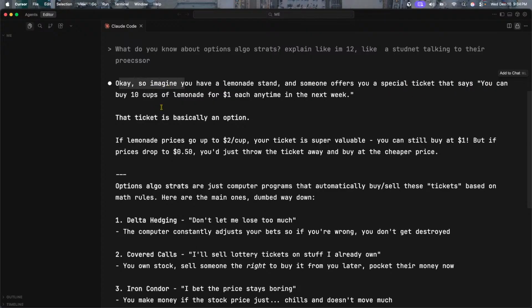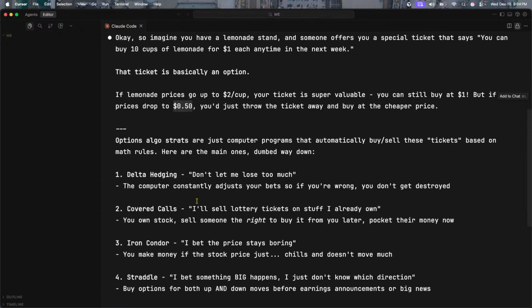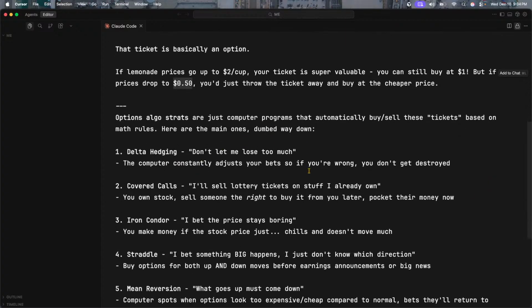hey, you can buy 10 cups of lemonade for $1 anytime in the next week. The ticket is basically an option. If the lemonade price goes up to $2, your ticket is super valuable, right? Because you can buy at $1. But if it drops down to 50 cents, you just throw that ticket away and then you buy at the cheaper price. So option algo strategies are just computer programs that automatically buy and sell these tickets based on math rules. Here are the main ones dumbed down.